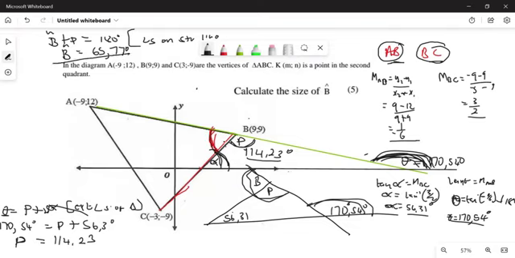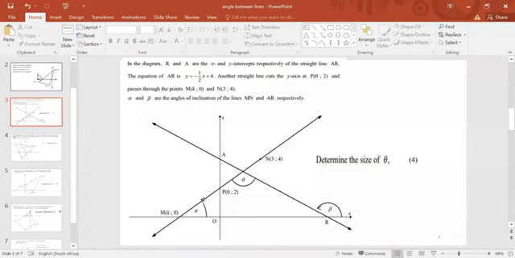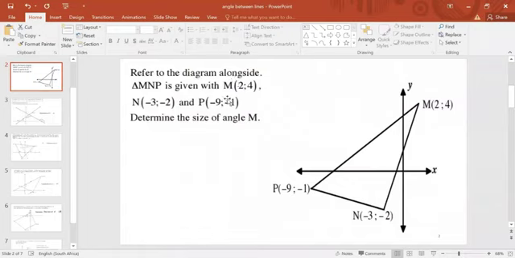Yeah, and then this is how we calculate an angle between two lines. So this is an angle between two lines. It's not an angle of inclination again. It's an angle between two lines. Then we'll come and do the following. Let's come and do this one. We're going to do this one first.